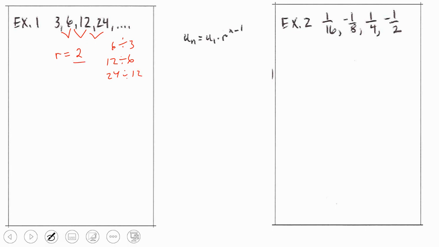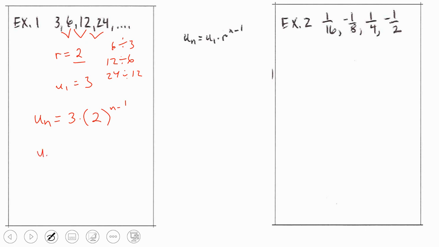So in this case, I have r equals 2, u sub 1 equals 3. So my nth term formula says take the first term, which is 3, times r to the n minus 1. Now, you remember from exponents that you can't multiply the 3 and the 2 because they aren't the same base. So that is not 6 to the n minus 1. It's 3 times 2 to the n minus 1.